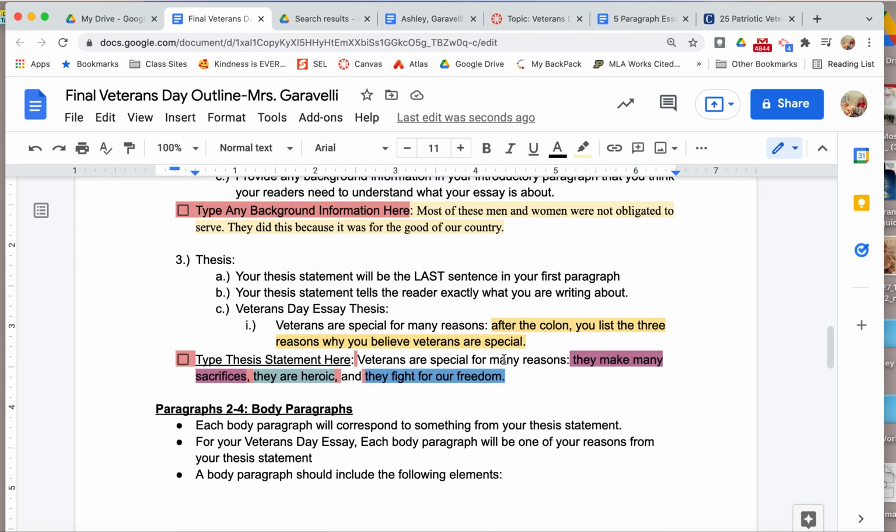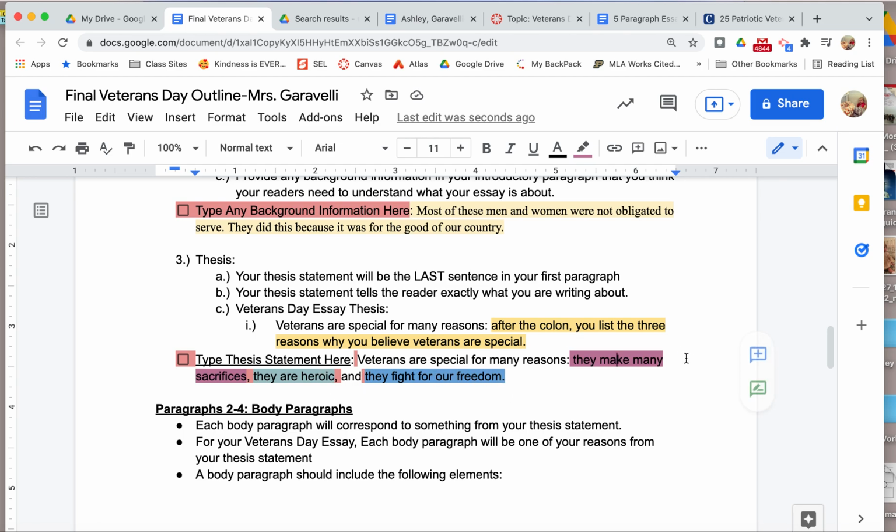Then my very last thing, which is the most important sentence of my whole essay, is my thesis. So you remember your topic, why are veterans special? This is where you're going to give 3 reasons why they are special. So I started with veterans are special for many reasons, colon. I can put a colon before a list if whatever is in front of my colon is a complete sentence. This is a complete sentence, so I can put a colon and then I'm going to list my first reason: they make many sacrifices, comma, they are heroic, comma, and they fight for our freedom, period.